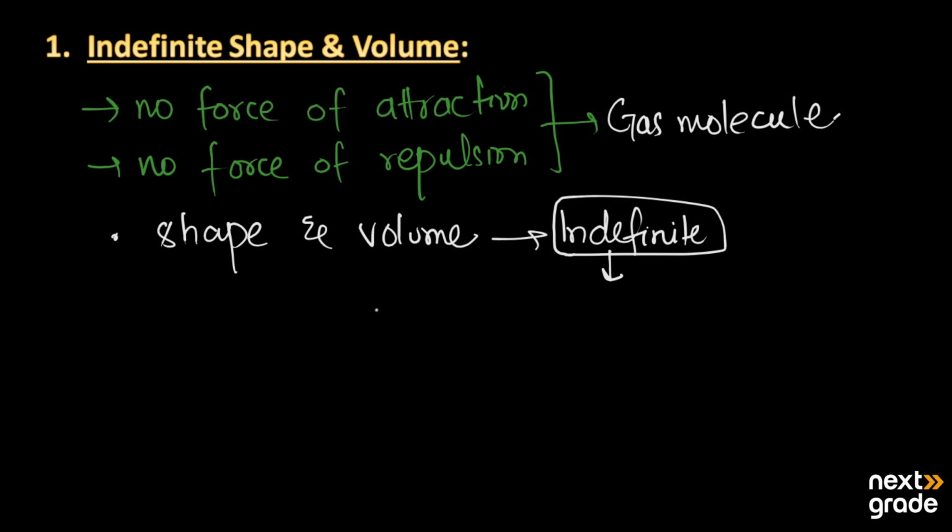For example, we have a closed container, a big one and a small one, and we have gas molecules in it. These gas molecules are free to move. They collide with the walls of the container and with one another. So they have indefinite shape and indefinite volume.